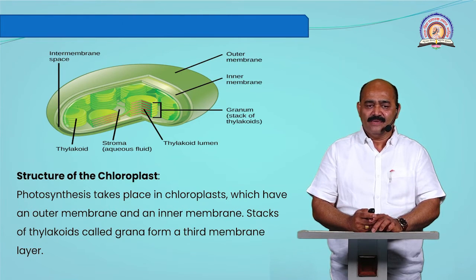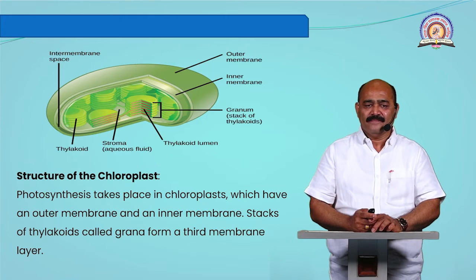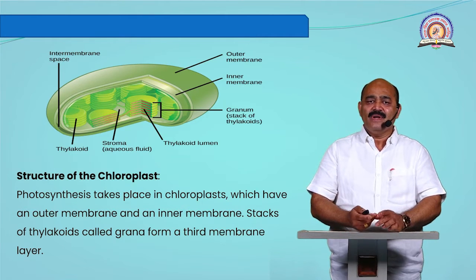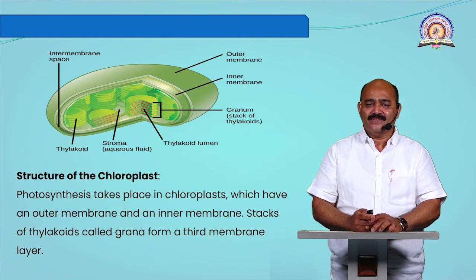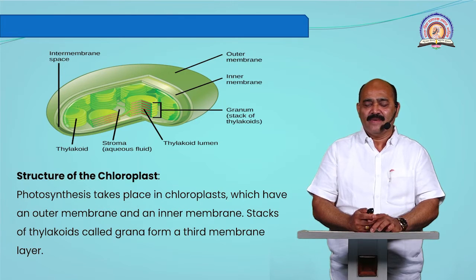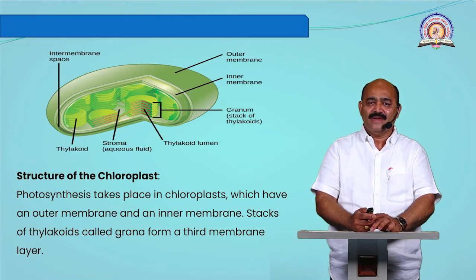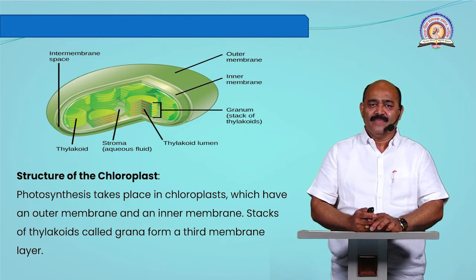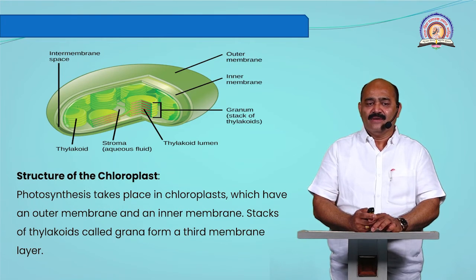in stroma. What happens in dark reaction? Formed ATPs during light reaction are utilized for the conversion of atmospheric CO2 into carbohydrates. That means reduction of carbon dioxide into carbohydrates occurs in the stroma portion of chloroplast.